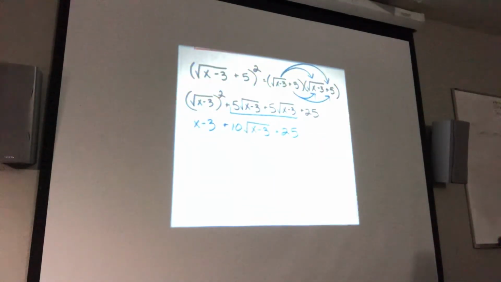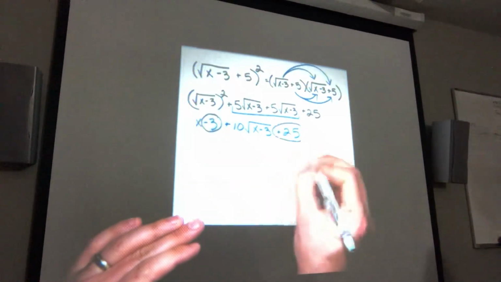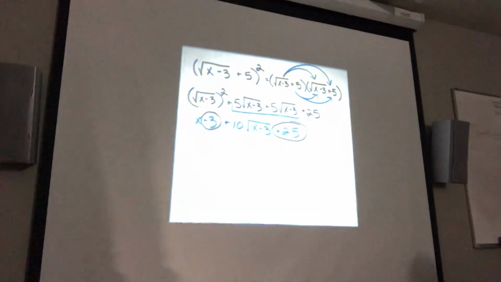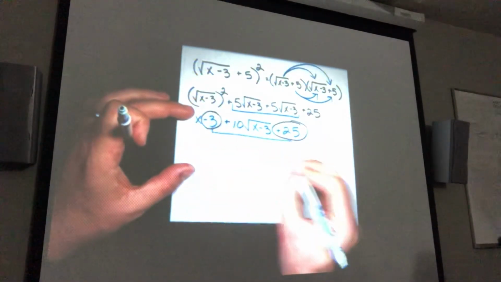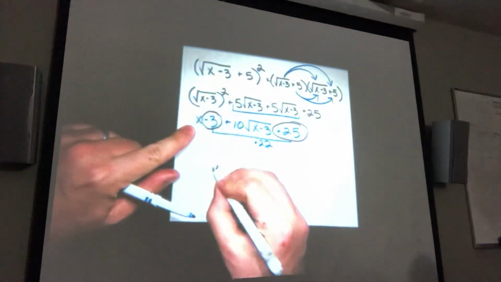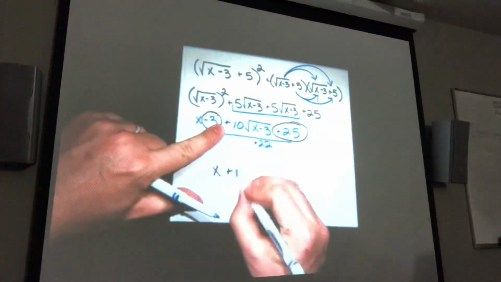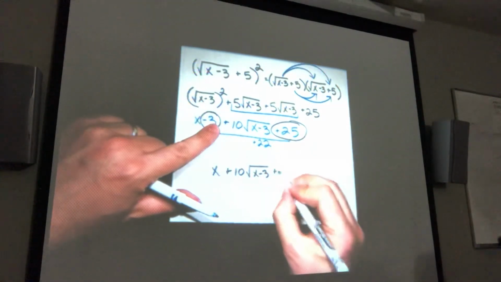Okay. You know what? I think that's good enough. Unless you see anything else that can be combined. Minus 3. We got two numbers that can be combined. The minus 3 and the plus 25 can be put together to get plus 22. So my actual answer is going to be x plus 10 square root of x minus 3 plus 22.